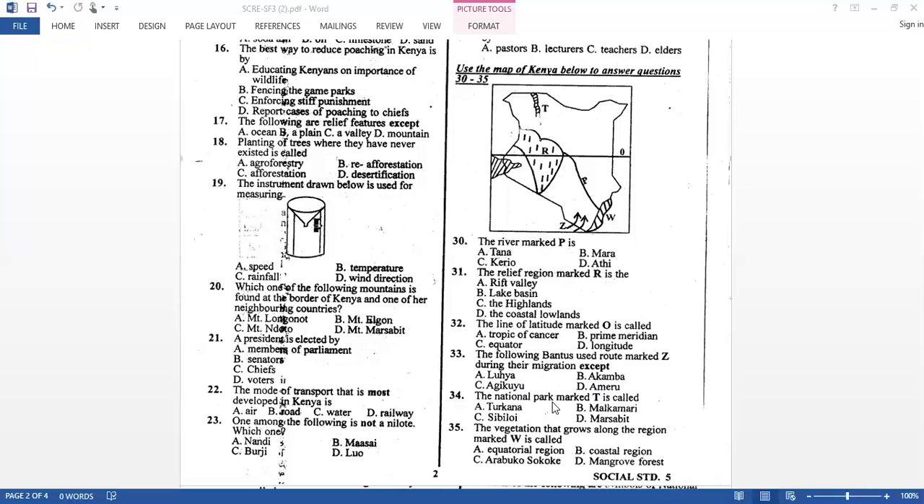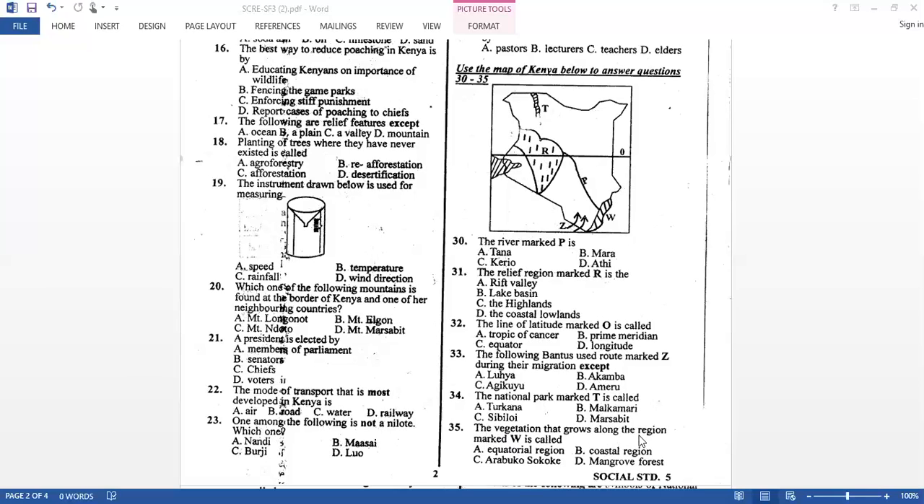Then the national park marked T. So here you have Sibiloi, you can have here Malkamari, also game reserves. We also have Masai Mara here, Amboseli on this side. Here we have Boni, Malkamari, some of the national parks and game reserves in Kenya. So the one that is found near Lake Turkana is what we call Sibiloi.